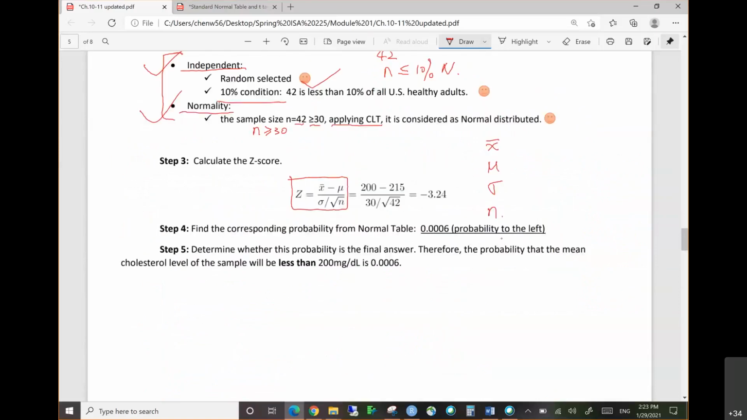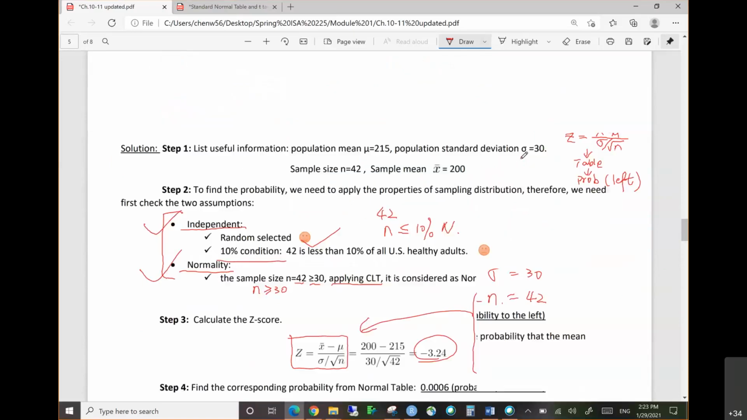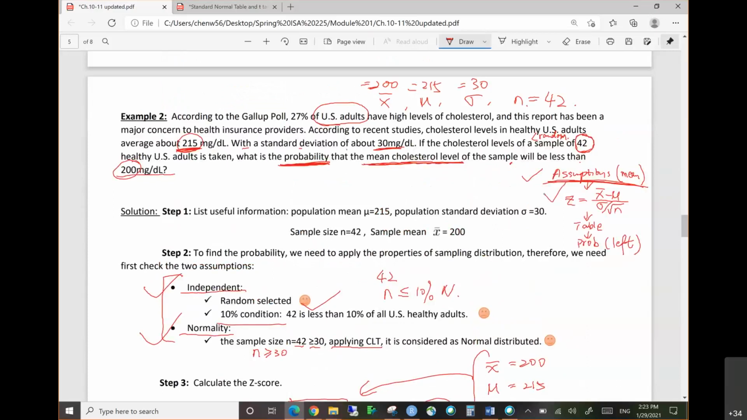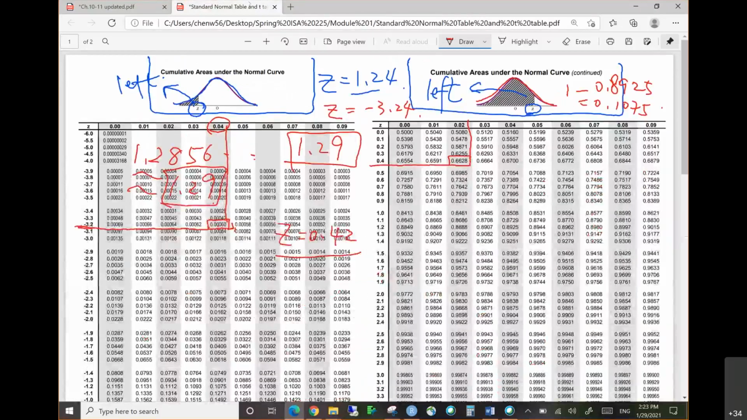X bar 200, mu 215, sigma 30, and 42. Just plug in your numbers into the formula. Just calculate your z, which is negative 3.24. Okay, so now you have the z score. Next one, whenever you have the z, you always need to go to the normal table, right?